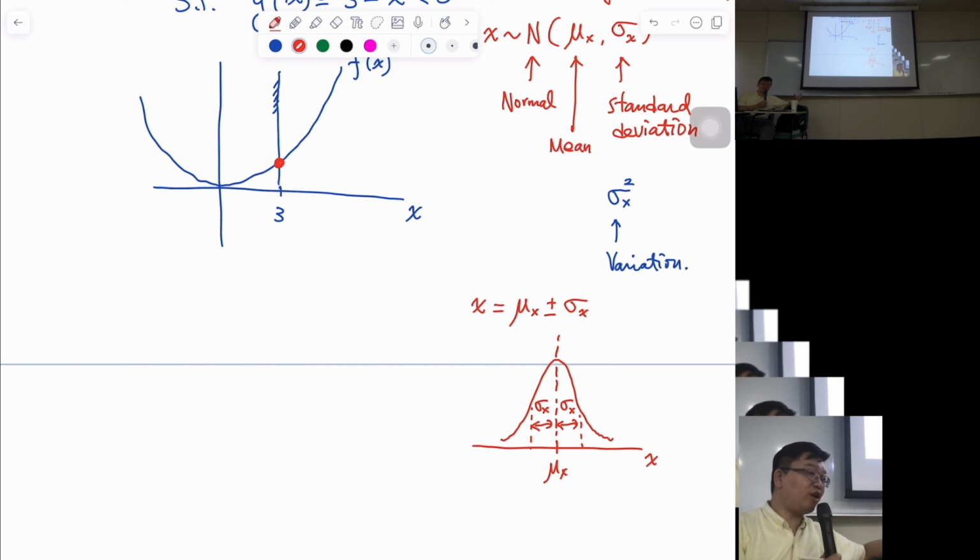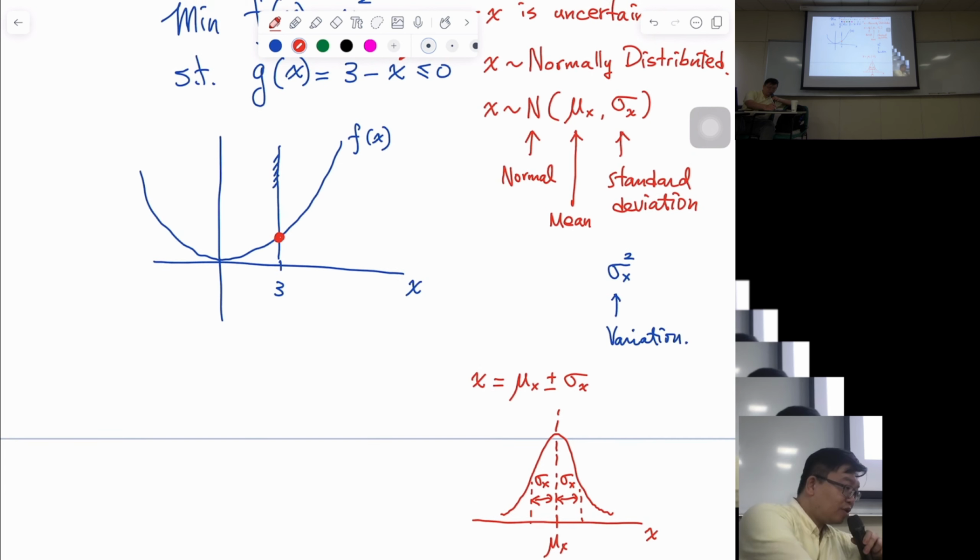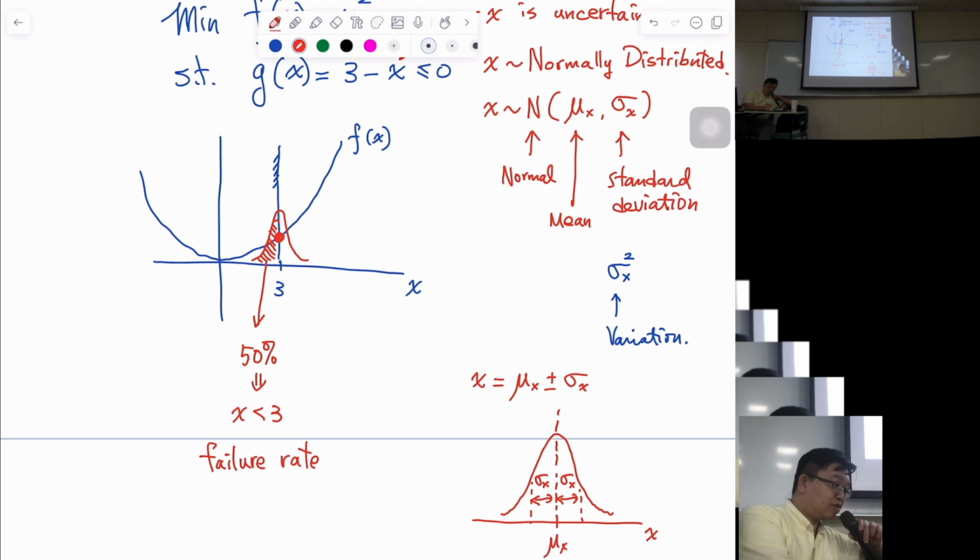So if you are dealing with this kind of variable, what's going to happen is, in your original problem, this is where your x is, and you try to draw a distribution of your x right there. You realize there's a 50% chance your x is going to be smaller than 3. So that is violating the constraint. We call this failure rate. You have a 50% chance that you will fail.